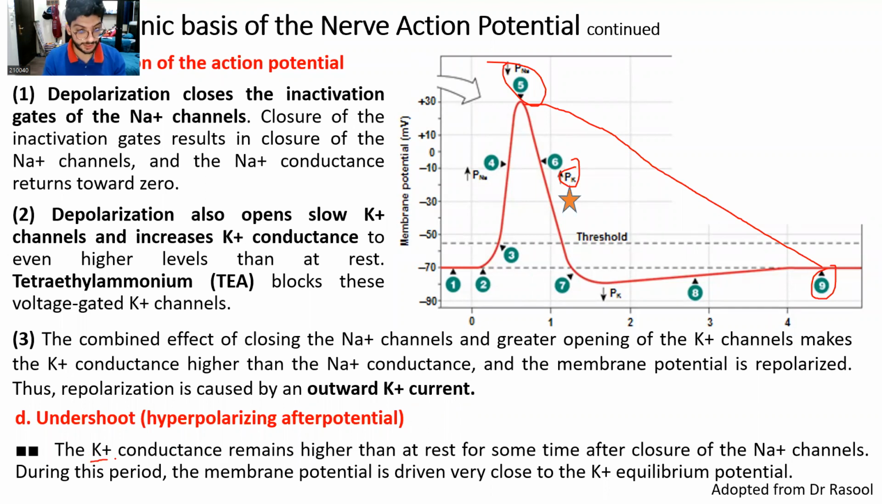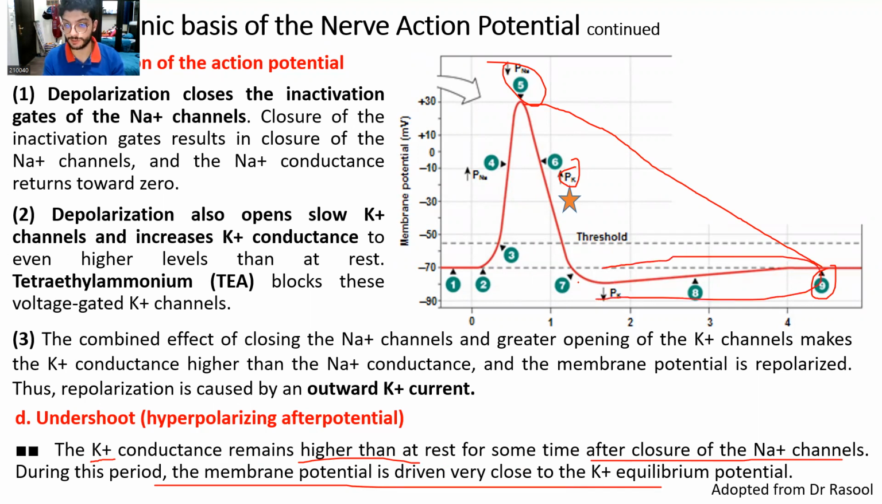So conductance of sodium remains higher for some time, and then the membrane potential goes back to normal. Again, at resting membrane potential, the conductance of potassium is higher than sodium. That's why the resting membrane potential is close to the equilibrium potential of potassium. All right.